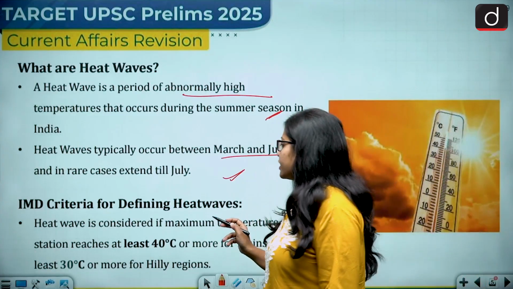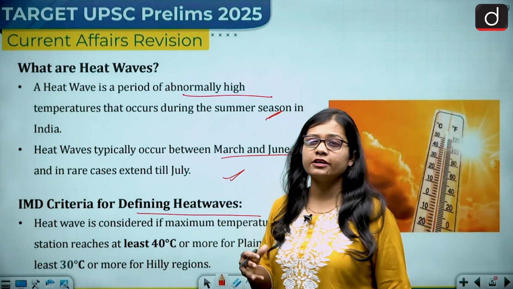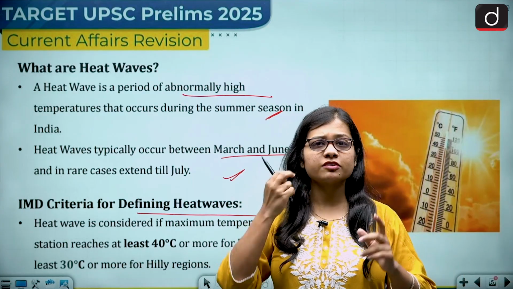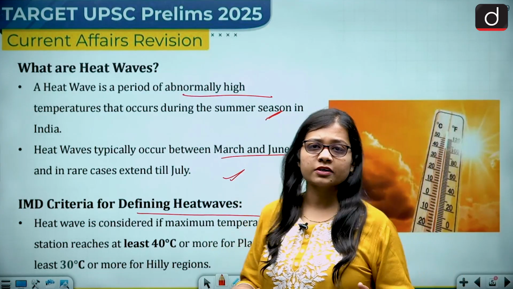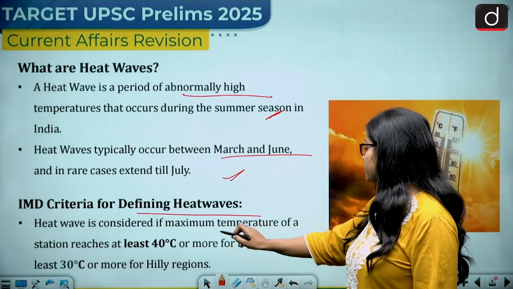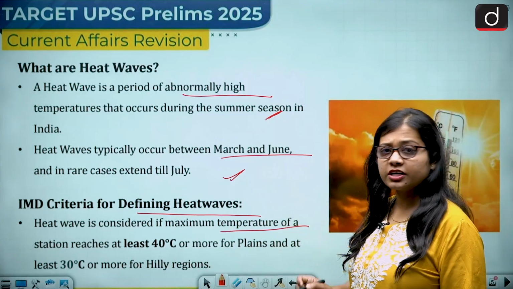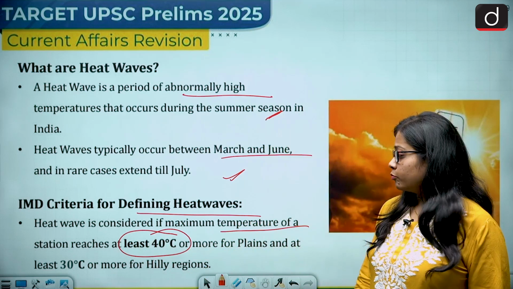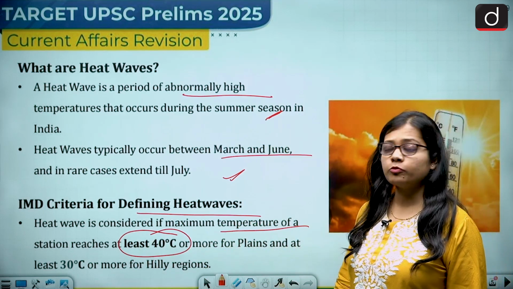Now, what is the IMD criteria for defining a heat wave? When we say abnormally high temperature, there must be some figures which say that a heat wave has started. It is considered if the maximum temperature of a station reaches at least 40 degrees Celsius or more for plains.